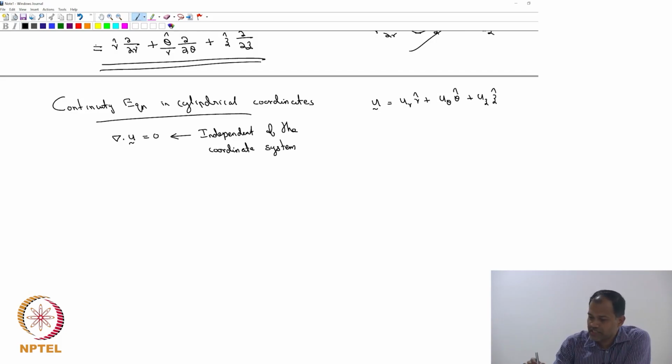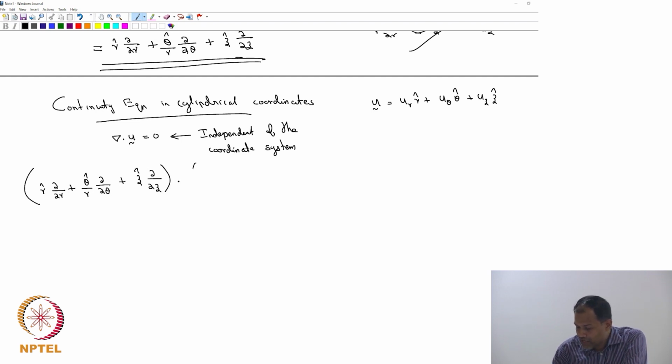So, we just said this is the gradient operator. Remember it is the gradient operator in cylindrical coordinate system. So, that is r cap del by del r plus theta cap divided by r del by del theta plus z cap del by del z, dotted with u r cap plus u theta cap plus u z cap.